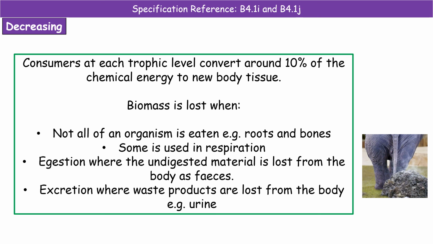Some of it will be used in respiration, and then we've got two processes beginning with the letter E, egestion and excretion. Egestion is basically the poop side, so this is where we've got undigested material lost as feces, and excretion is the wee. So these are our waste products lost from the body, such as urine. If they ask you ways that biomass is lost: not all of it is eaten, some used in respiration, egestion, excretion. There's your 4 possible answers.